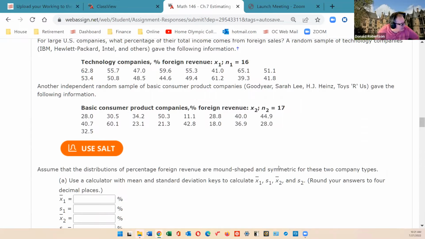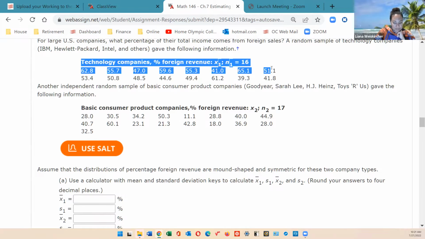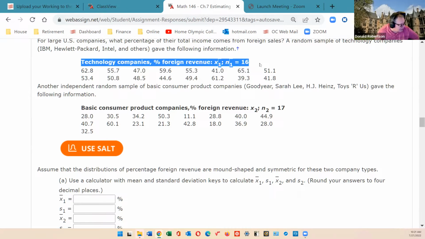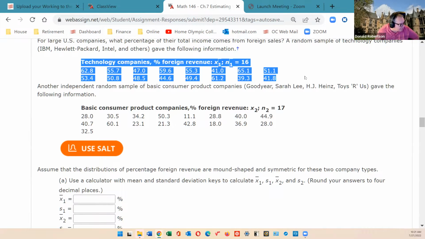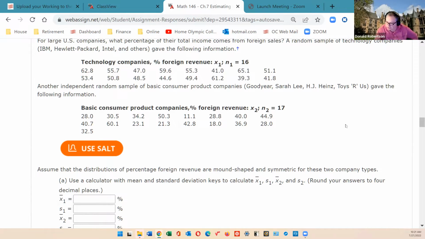Okay, I got you. Now, what they're looking at here is whether there is a difference between tech companies and consumers in the percentage that they sell. If you just look at the raw data, would you say that there's a pretty significant difference? Would you agree these are much higher than consumers? Just looking at it one for one, right?